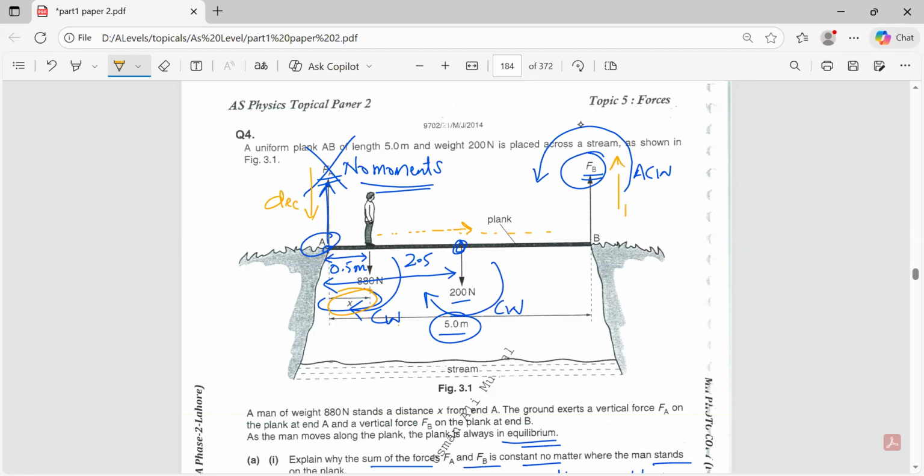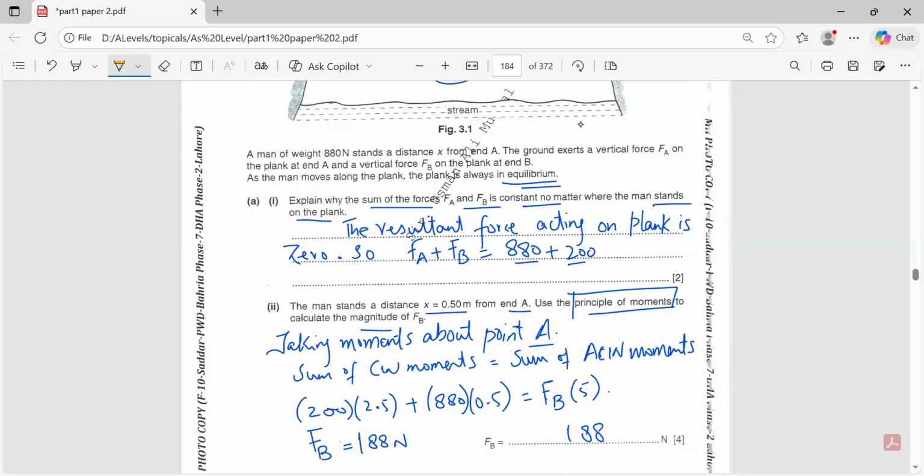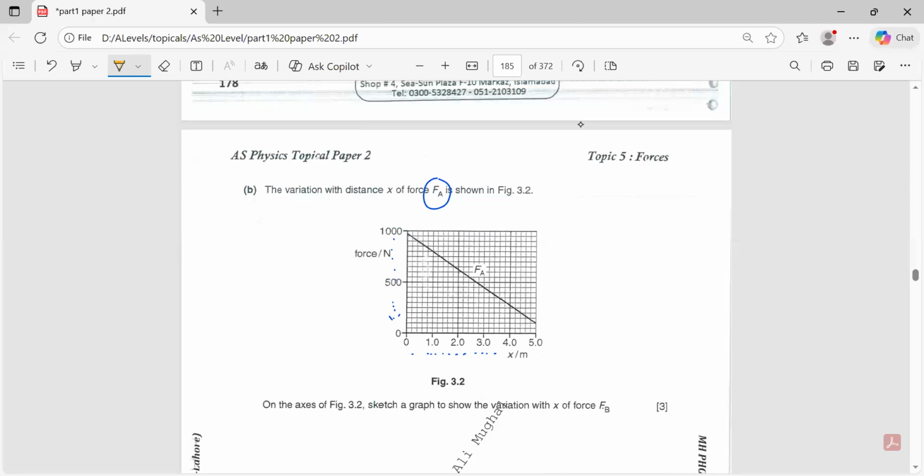The force B will begin to increase. So if force B begins to increase, how will this be shown? This is going to be shown with a straight line in a similar behavior. Where will it increase from? It will begin to increase from 100 and it will move till this value from where it began. So this is how you are going to draw its graph.